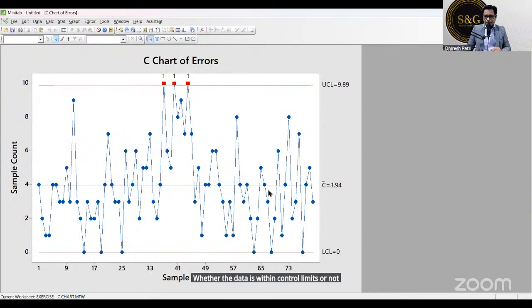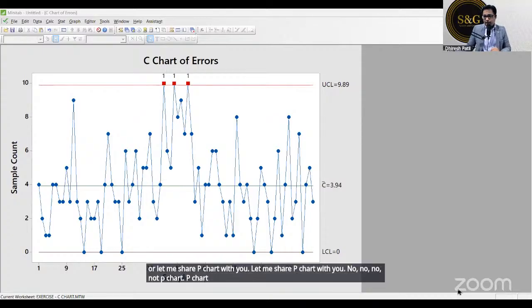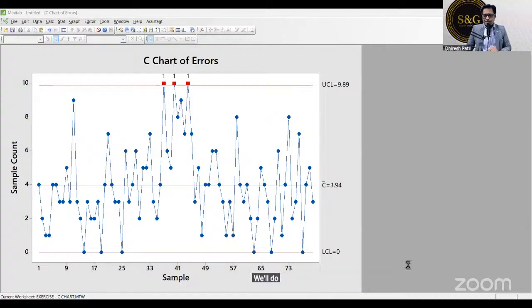That's it. Okay, let me share something, U chart. Or let me share P chart with you. Just this last one. We'll do this for our understanding. Open this file, please. Once you open the file, please let me know.